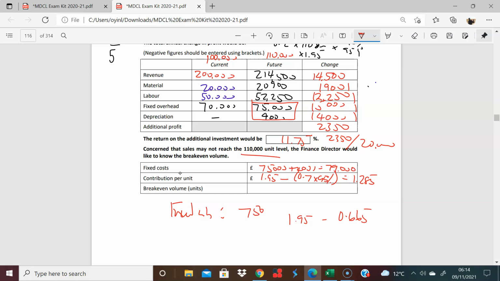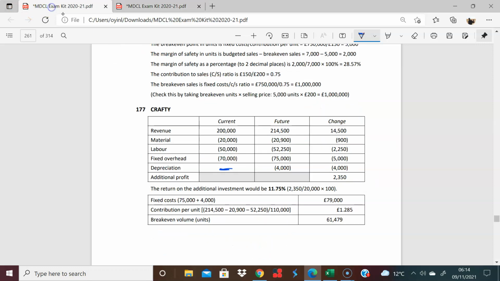Your contribution is 1.285, and your fixed costs are 79,000. Therefore, your break even is 79,000 divided by 1.285, which gives you, because these are whole units, we need to round it up, 61,479. Again, I tend to do this without looking, but here we are, just to see that we're on the right track. And there we are, we're very much on the right track.